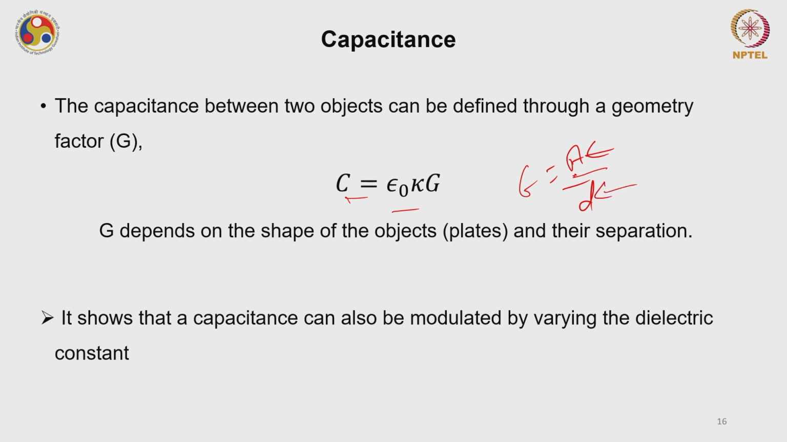It shows that capacitance can also be modulated by varying the dielectric constant. The example that I have given you for the displacement sensor, where the two plates were hinged at two sides and the dielectric material was moving inside. There can be other ways also, like this dielectric material itself changing, or a case where you replace this dielectric material with something else, or there can be very interesting other sensors also. We'll try to see some of them.